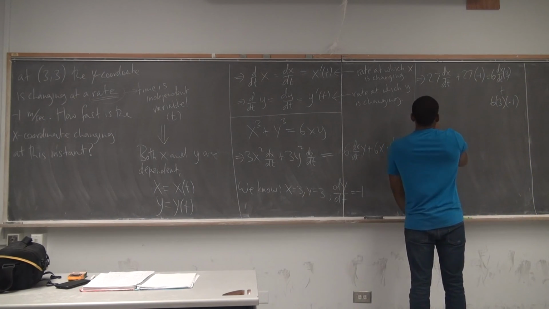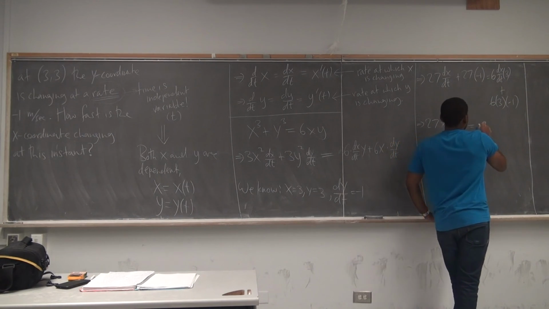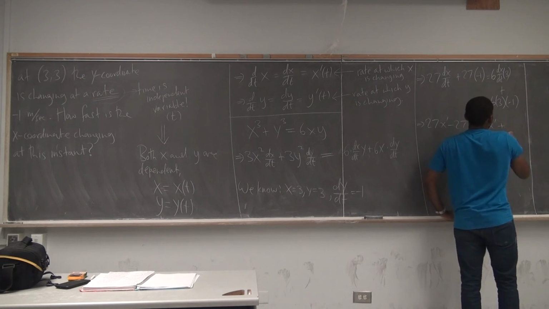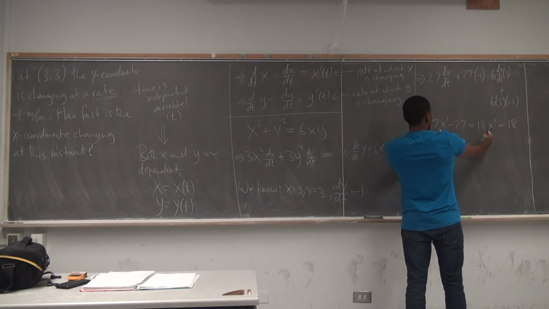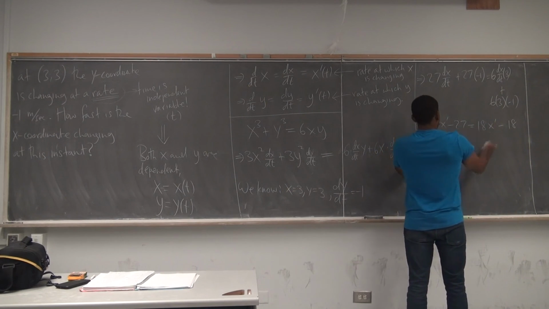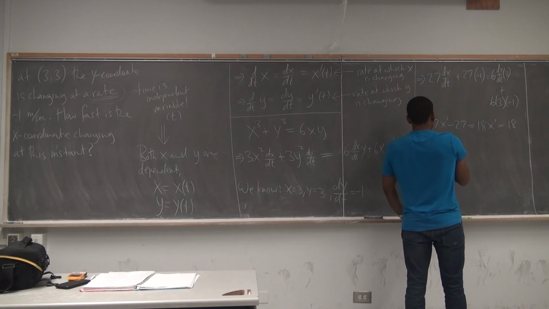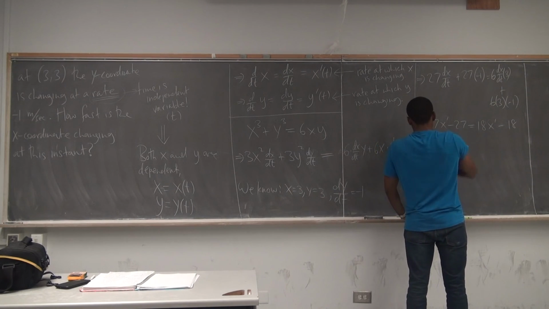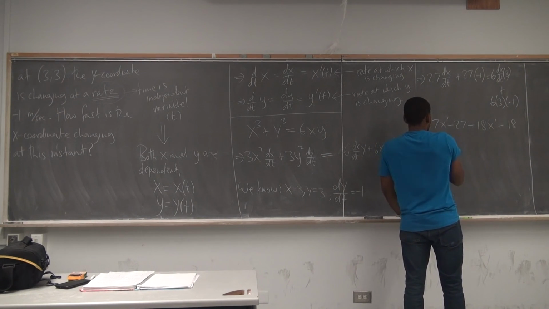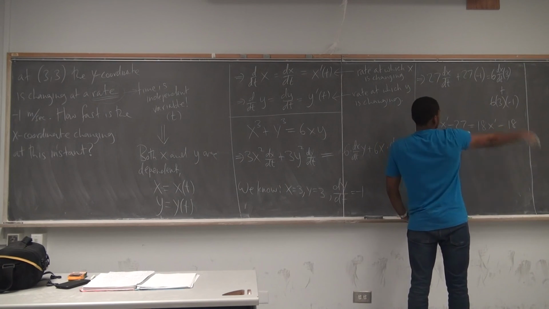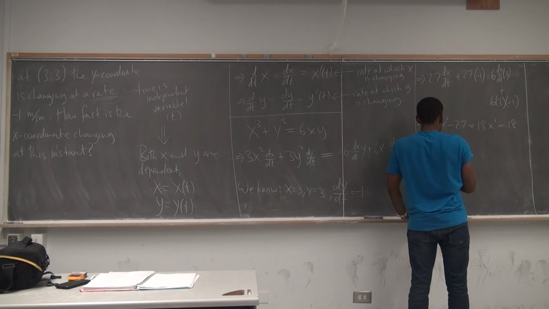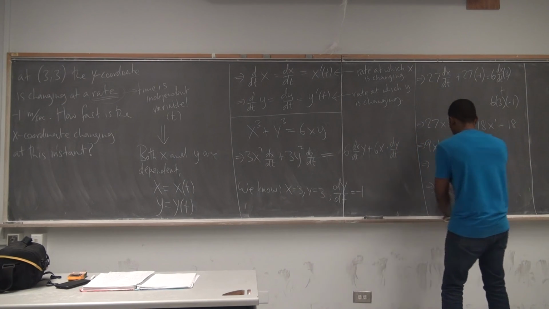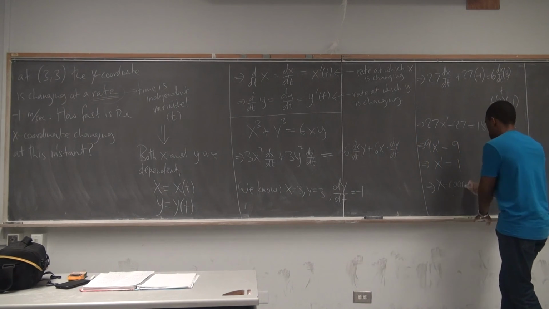So now what do I have? I have 27 x prime minus 27 equals, this is 18 x prime minus 18. I want to solve for x prime. Bring that over. What do I have? 9 x prime. Bring that 27 over there. Equals 9. So x prime equals 1. In other words, the x coordinate is changing at 1 meter per second.